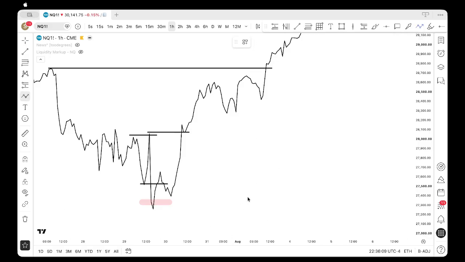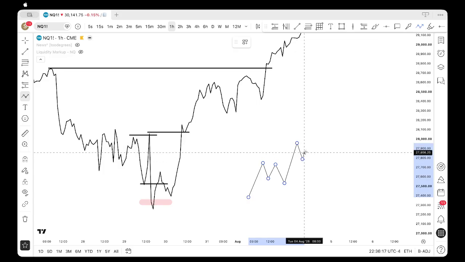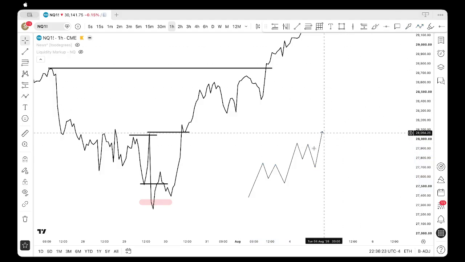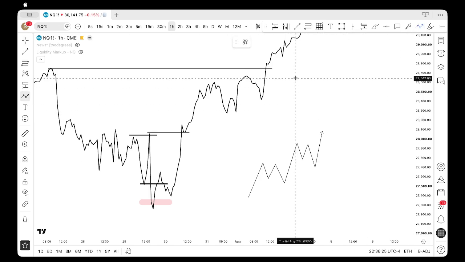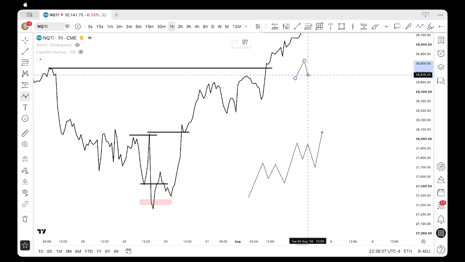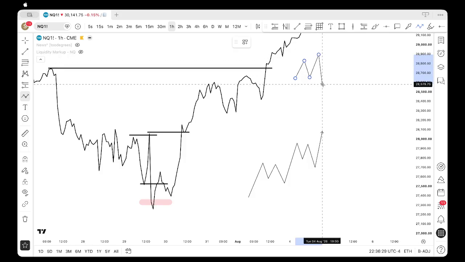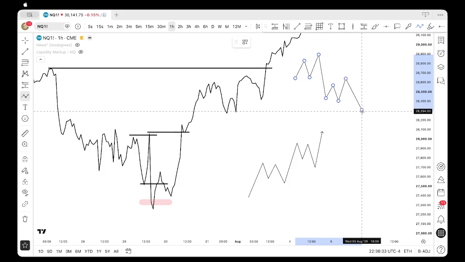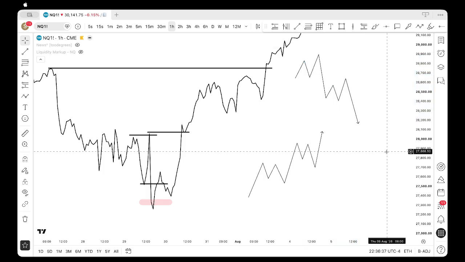When we're in a buy program, we're going to be generating liquidity, sweeping it, then moving up, generating liquidity, sweeping it, then moving up, like that. And then the opposite for a sell program. We're going to be moving down, generating liquidity, sweeping it, moving down, generating liquidity, sweeping it, and then moving down. Get the point? Pretty simple.